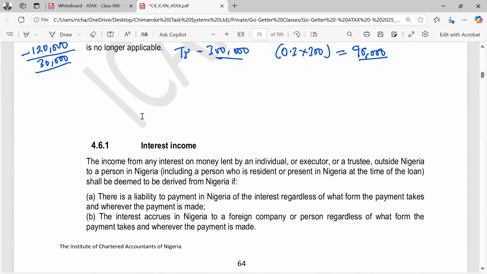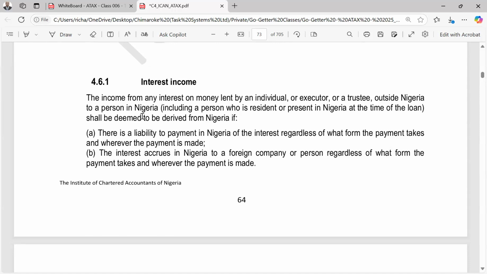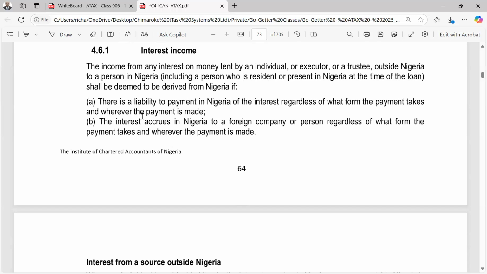Sorry, I skipped it. Now looking at interest: any money you lend somebody and they are paying you income from it. There is a liability to payment in Nigeria of the interest, regardless of what form the payments take or wherever the payment is made from. The interest accrues in Nigeria to a foreign company or person, regardless of what form or where the payment is made.